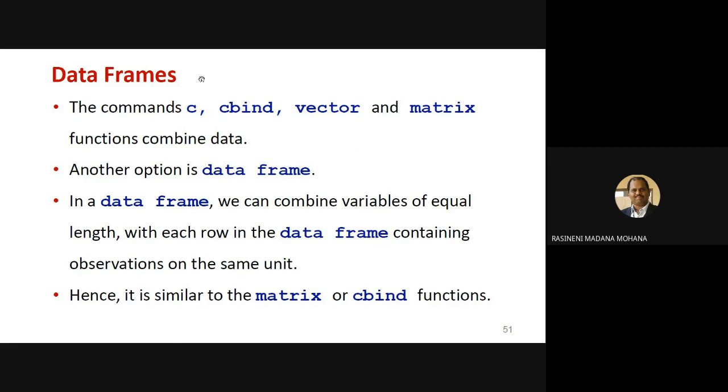So the command c, till now we discussed c. Other than c, we have cbind also; vector and matrix functions combine the data. Matrix also we discussed. So another option is called a data frame. In a data frame, we can combine variables of equal length with each row in the data frame containing observations on the same unit. Hence, it is similar to the matrix or cbind functions.